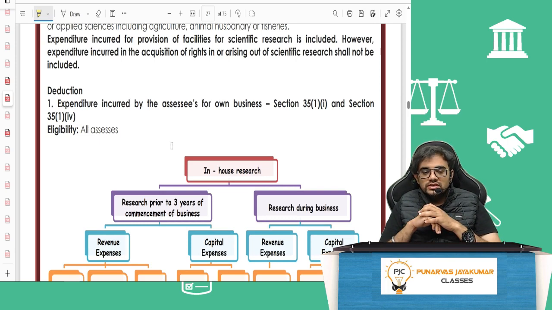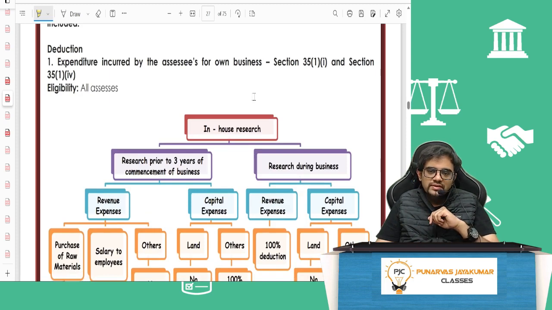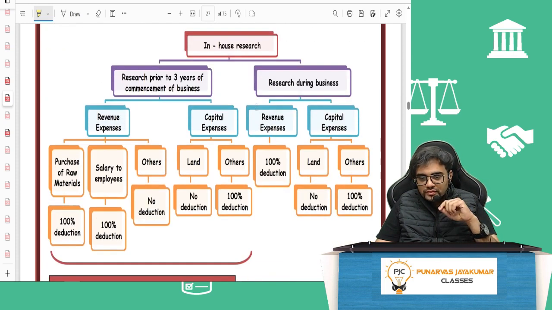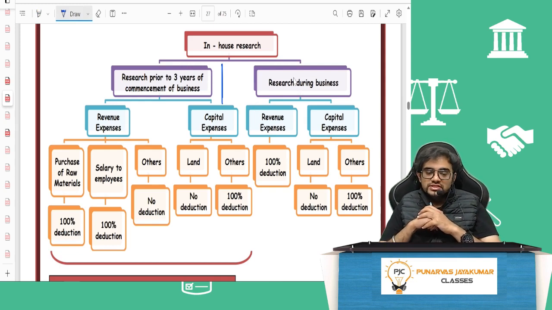First one is the deduction for expenditure incurred by the assessee for own business. It is coming in 35(1)(i) and 35(1)(iv). No need to remember the section number whatsoever. Now, in-house research is divided into two parts here again. One is research prior to 3 years of commencement of business. One more is research during business.